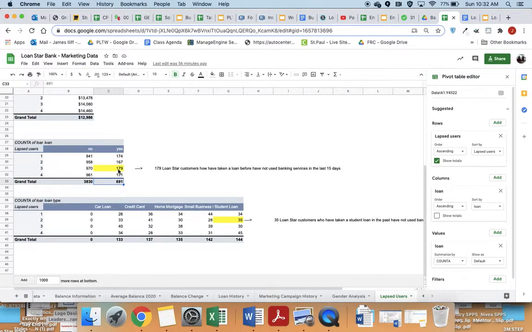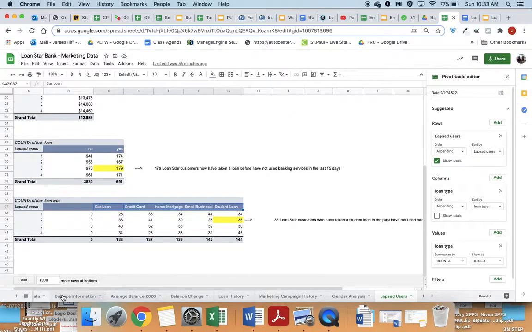And so we can see, I just picked this one randomly, 179 Lone Star customers who have taken a loan before have not used our banking services in 15 days. So they're category 3. They've taken a loan with us before, but they have not used any services with us in 15 days. So you may be able to reach out to them and come up with some strategy. And then here it is broken out on the type of loans that they've had. So car loan, credit card, etc.